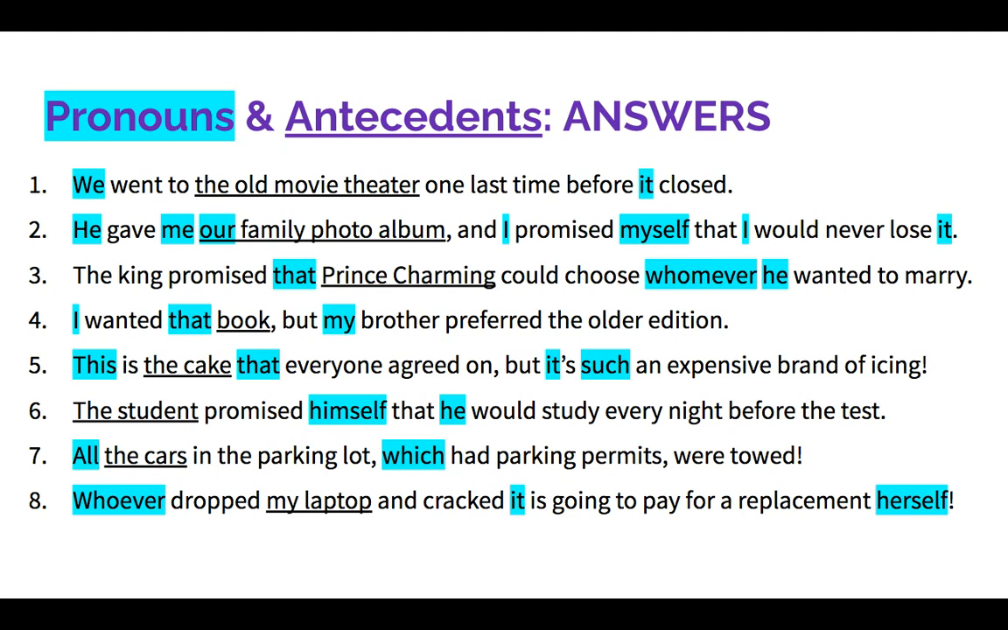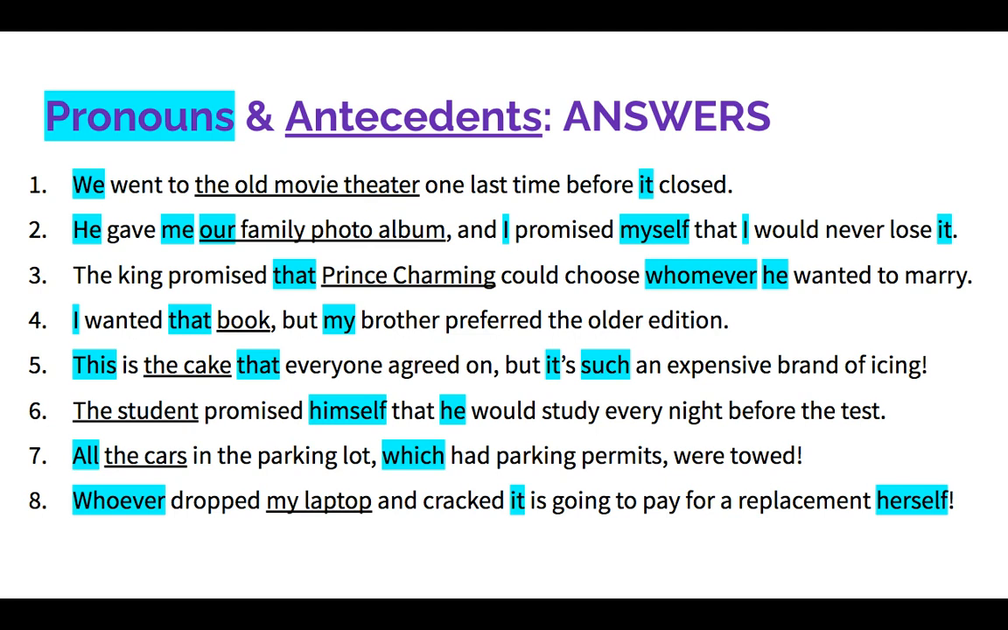It's called a demonstrative pronoun, and it's demonstrating which book. It's showing which book. That's what demonstrating means. So demonstrative, demonstrating. So the antecedent here is book, and that is what that is referring to.